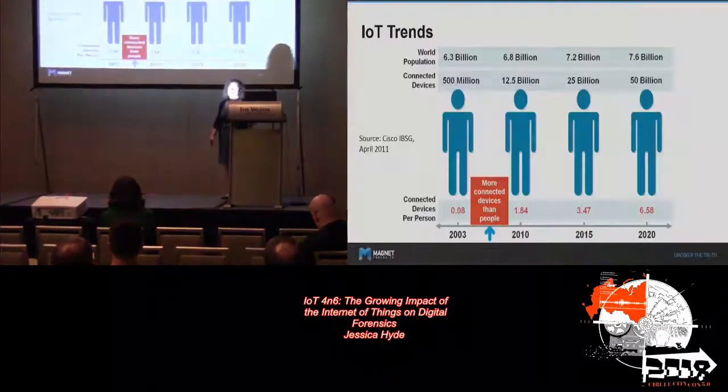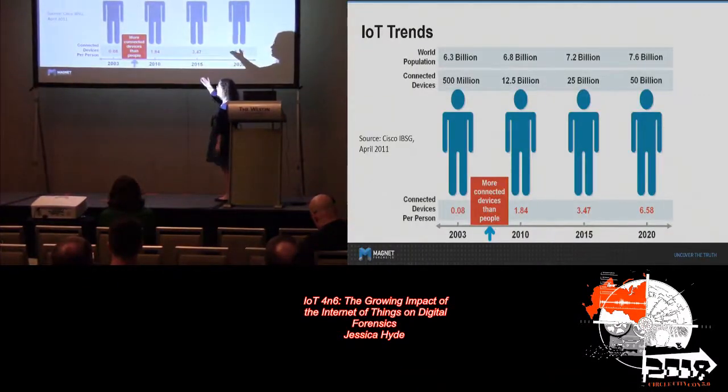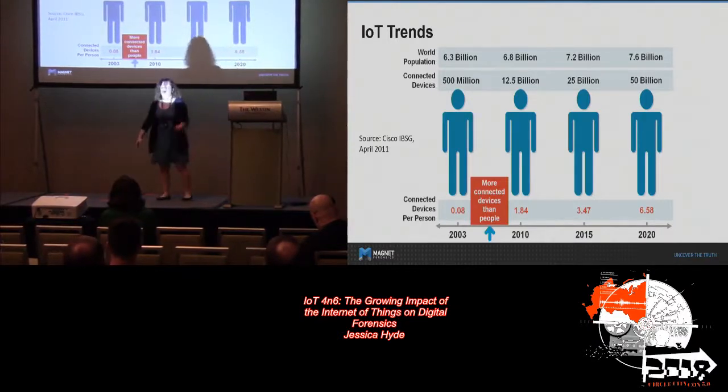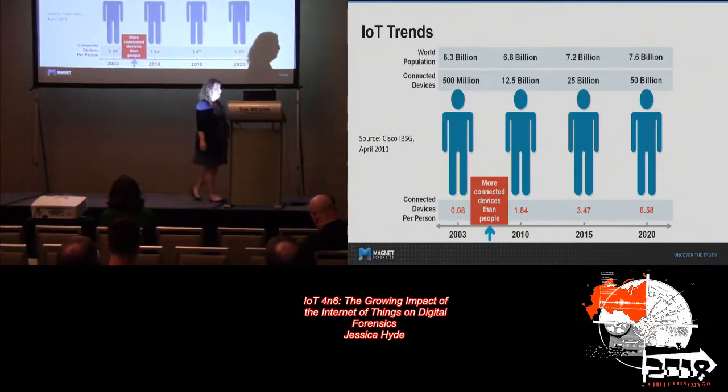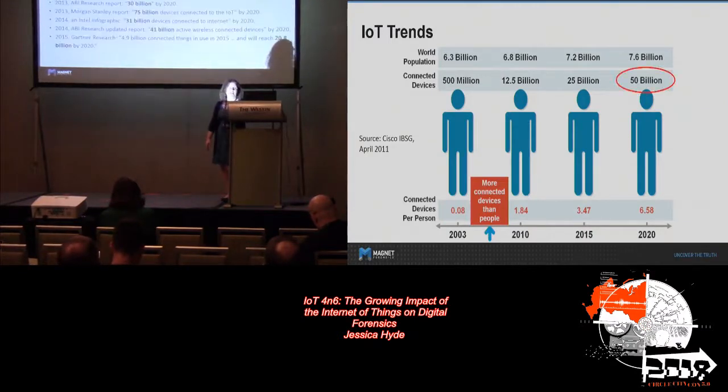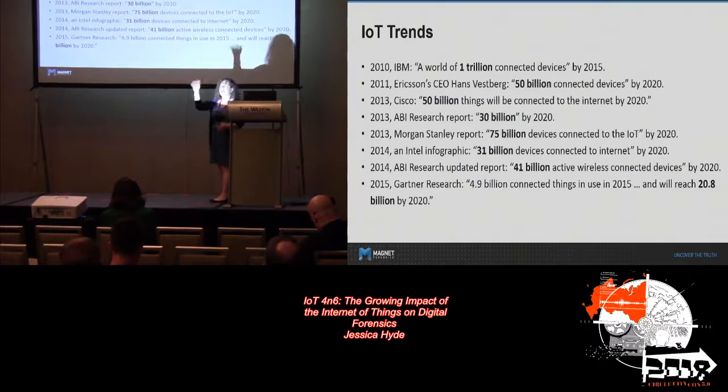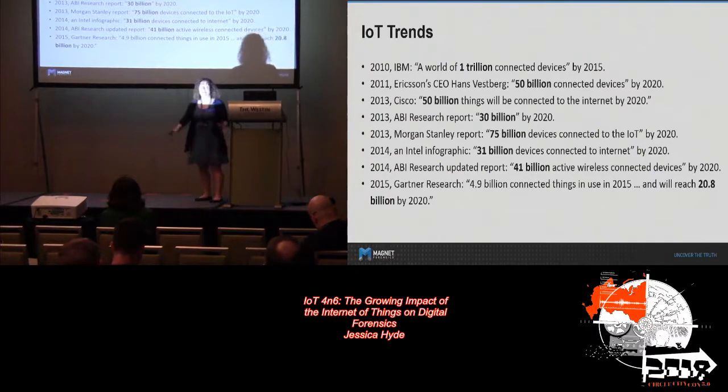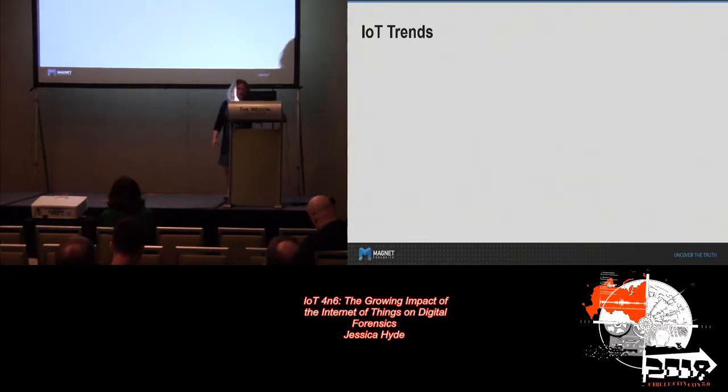So why do we care about this? Well, we care about this simply because of the number of devices, right? We have already passed the point where there are more connected devices than people. And by 2020, it is estimated there's going to be 50 billion connected devices. The predictions range from 50 billion in 2020 to 1 trillion by 2015. No, we did not hit that number. That was a really bad estimation by IBM. But the whole thing is people are really all over the place.